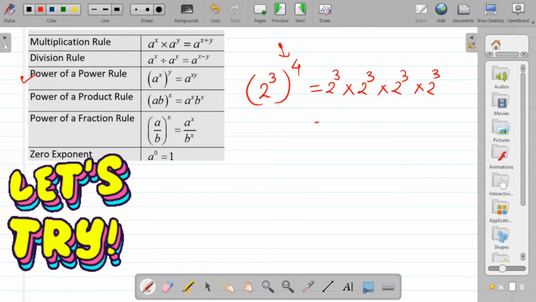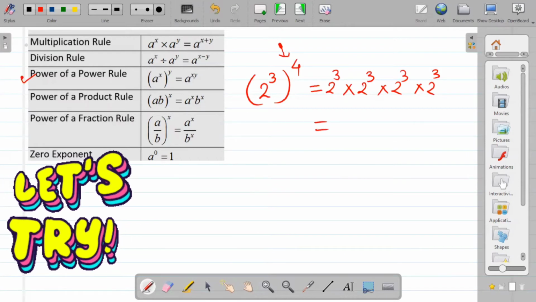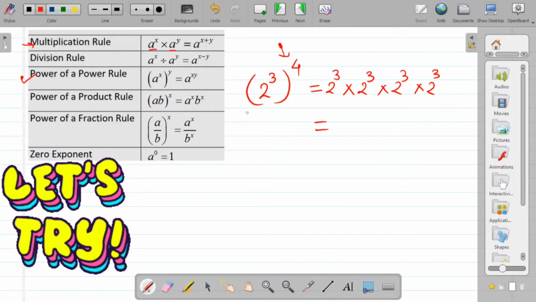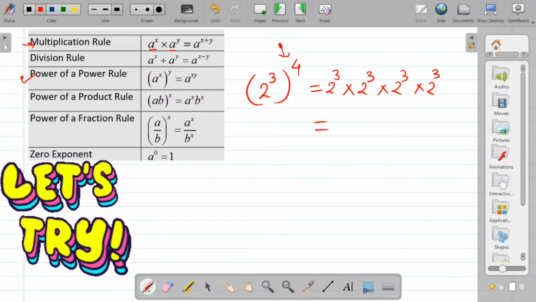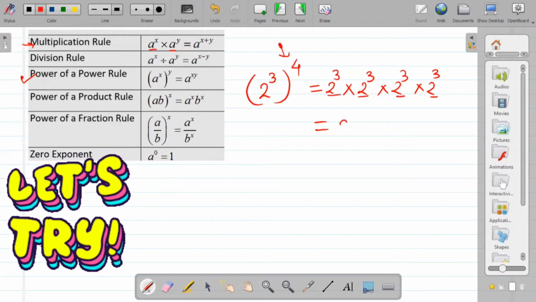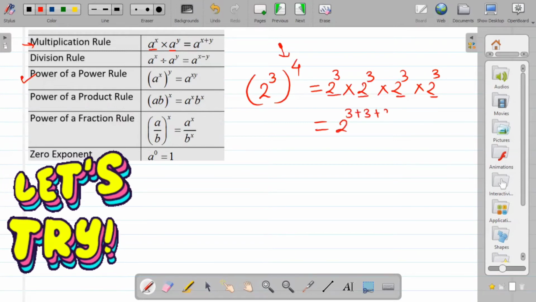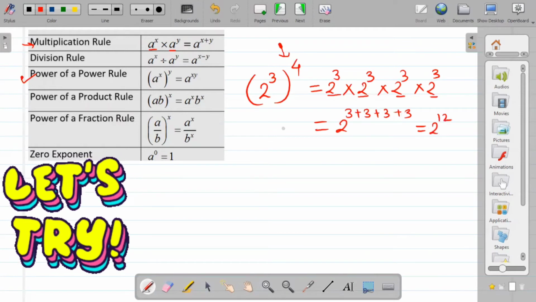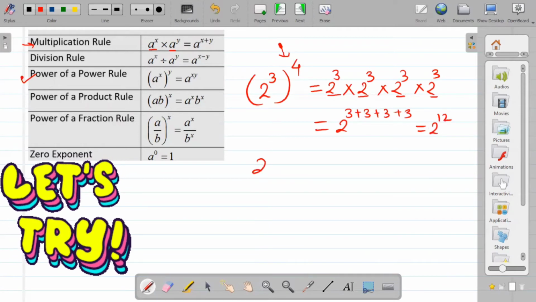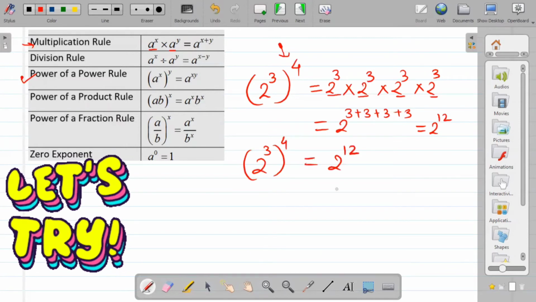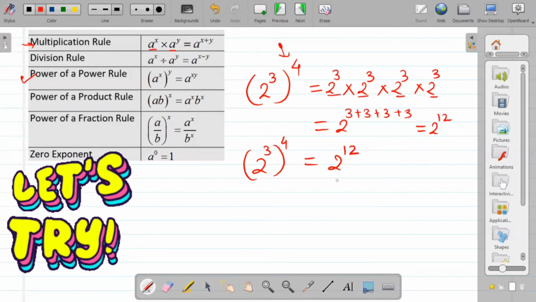Now, we have just gone through the first rule, the multiplication rule: if the bases are the same, then the powers can be added. Now, all four factors have the same base, so we can directly add their powers. So this is nothing but 2 raised to 12. So the answer of 2 raised to 3 raised to 4 is equal to 2 raised to 12.